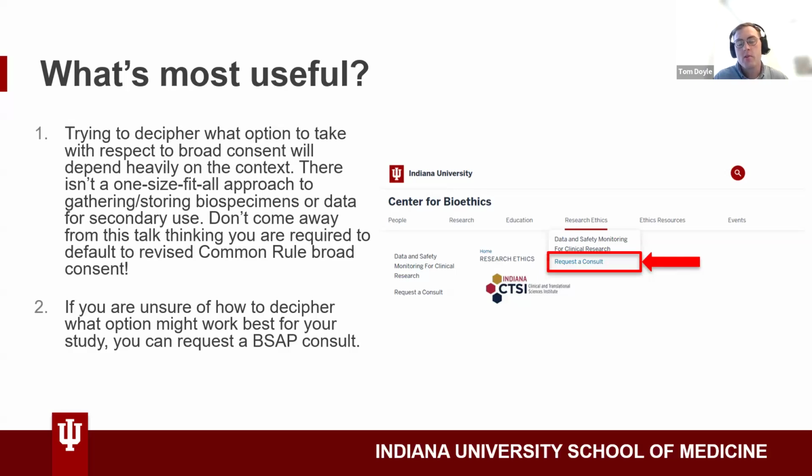You'd have to think about your study. You'd have to think about the particular context of your study, the situation. Is there a way to de-identify the data? Things of that sort. As Peter had mentioned, BSAP is here to help. I've put the IU Center for Bioethics webpage. You can just go to the Center for Bioethics webpage, go to the Research Ethics tab, and request a consult, right? If you want more information about what would be the more useful way to approach broad consent, we are here to help.